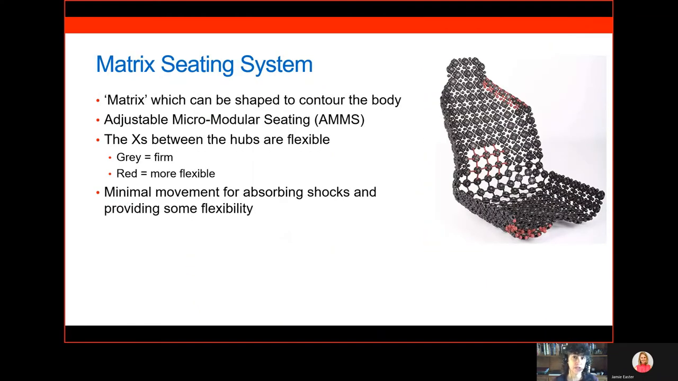The matrix seating system is similar to a molded seating system. It's an aggressively contoured seat. And you can loosen each of these various discs to move them into a precise position to capture the contours of an individual client. There are some X's between these hubs that can be replaced with a flexible one. So the gray ones are firm, but these red ones you see have some flex. So a little bit of movement can be built into this seating system to absorb some shocks, provide a little flexibility. So not a lot of movement, but it does provide those options.